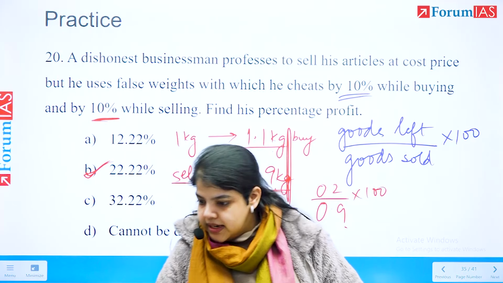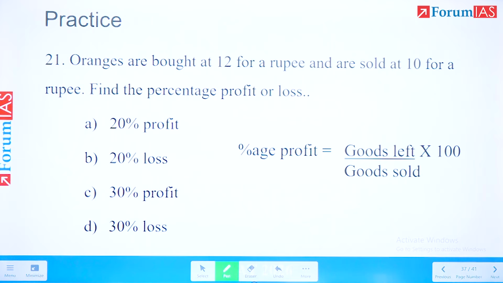Now, oranges are bought, same concept, done differently. Oranges are bought at 12 for a rupee and sold at 10 for a rupee. Find the percentage profit or loss.